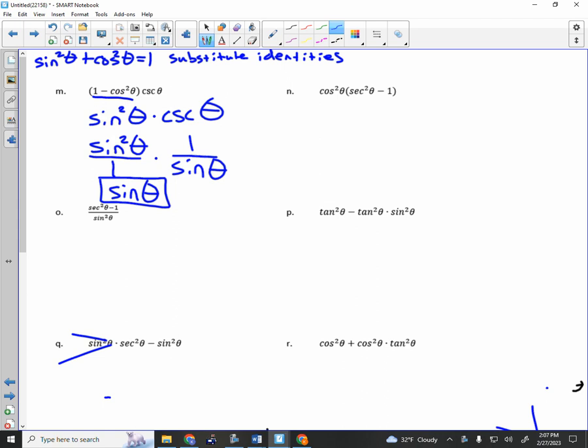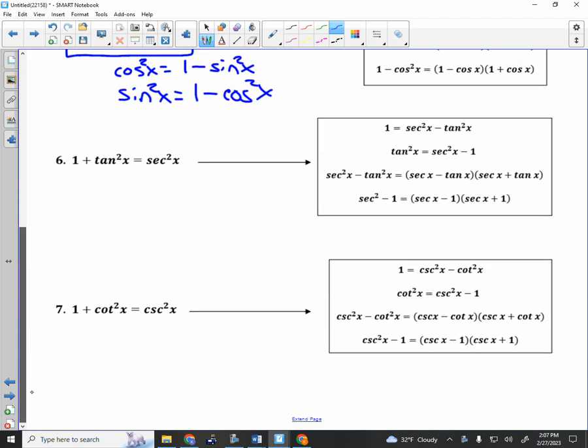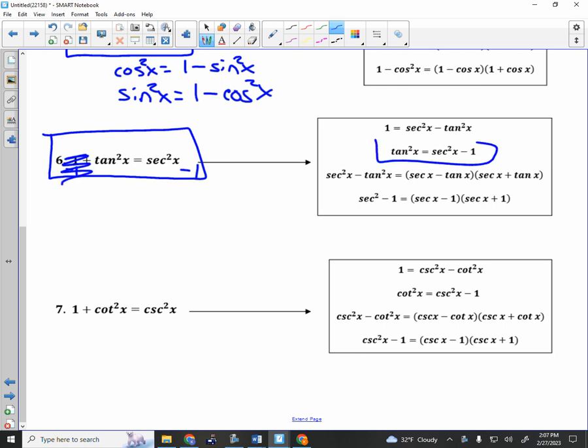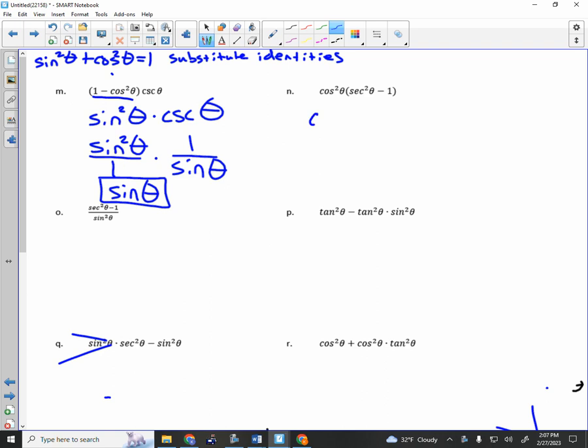Look at the next one. Oh, I see a secant squared and a minus 1. That's got to be something on a sheet. It's got a squared and a 1. Secant squared minus 1. It looks like this one has a secant squared and a 1 in it. So yeah, if you subtract a 1 from both sides, you would get tangent squared is secant squared minus 1 right here. Look at that. So I could go ahead and grab that guy. I've got cosine squared of theta times what? Tangent squared.